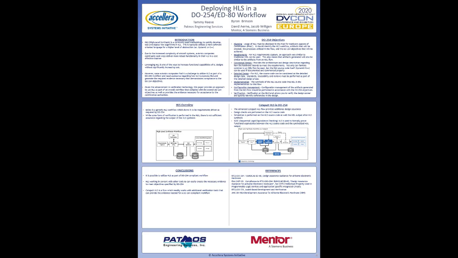The conceptual design should provide the architecture and design description regarding how the hardware intends to meet the requirements. Not only can formats common to the HDL flow be used, but the HLS source code itself can be used if documented and commented properly. For detailed design, the HLS source code can be considered as the detailed design data. Standards, traceability, and reviews must be performed as part of the detailed design phase. Regarding implementation, the synthesis of the HLS source code into HDL is the implementation for this flow.